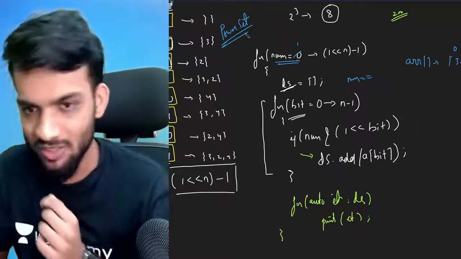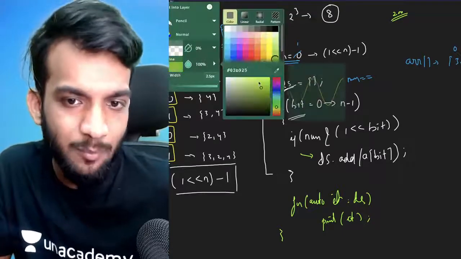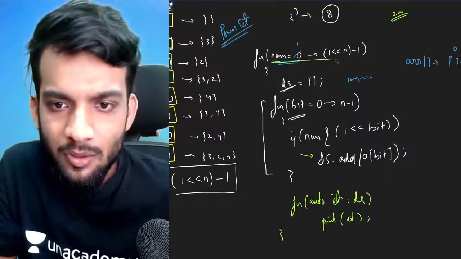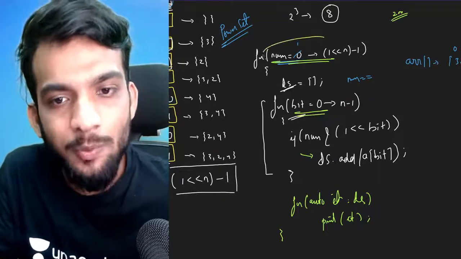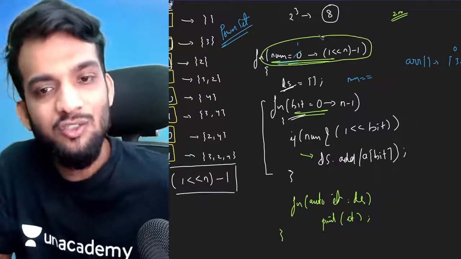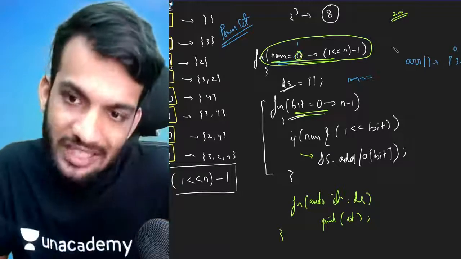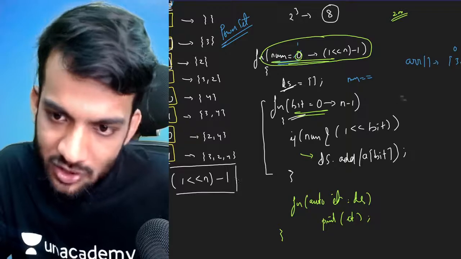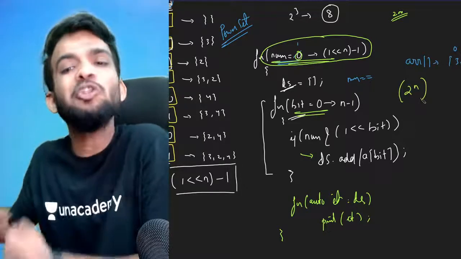Okay, realize. How do you get the complexity? Complexity is nothing but outer loop into inner loop. How many times is your outer loop running? Analyze this. It's running from 0 to 2 to the power n minus 1, which is indeed 2 to the power n. The outer loop is running for 2 to the power n.